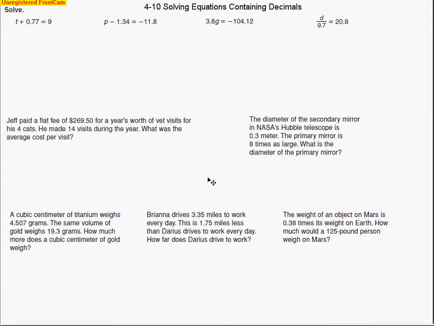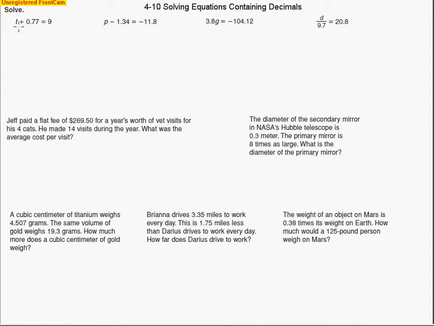Today we will be solving equations involving decimals. So we're going to end up having to either add, subtract, multiply, or divide to come up with the answer. So let's take a look at our first one here. And we're using opposite operations to solve.